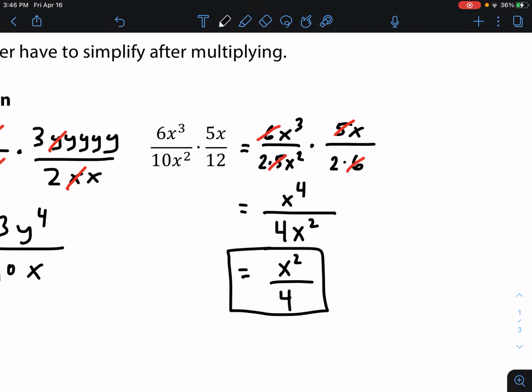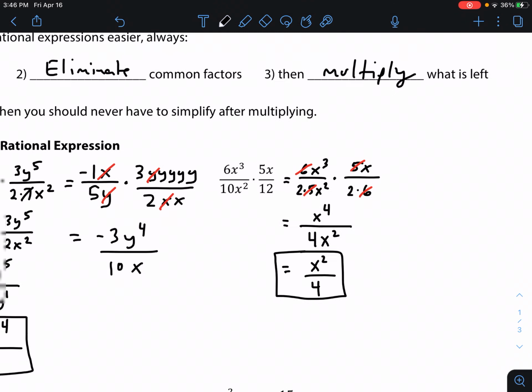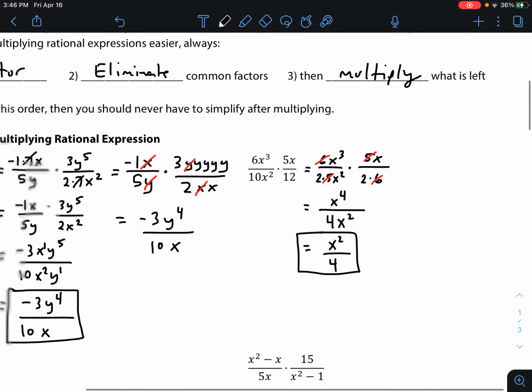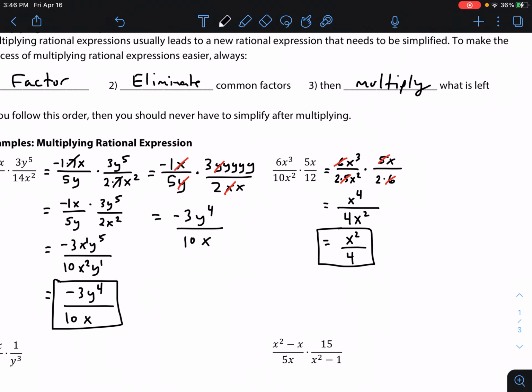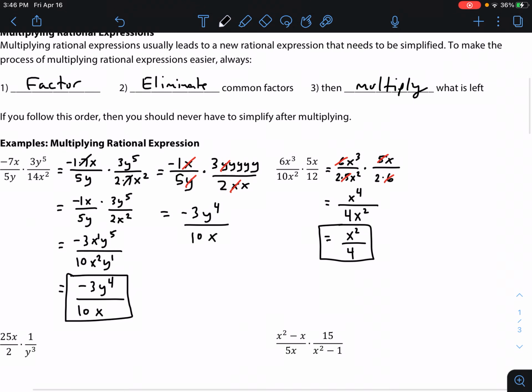Now this one you could just multiply across. 6 times 5 is 30, 10 times 12 is 120. And then do a little division, you'd see that that becomes a 4 on the bottom. But I would suggest always factoring first, eliminating factors, and then multiplying what's left.